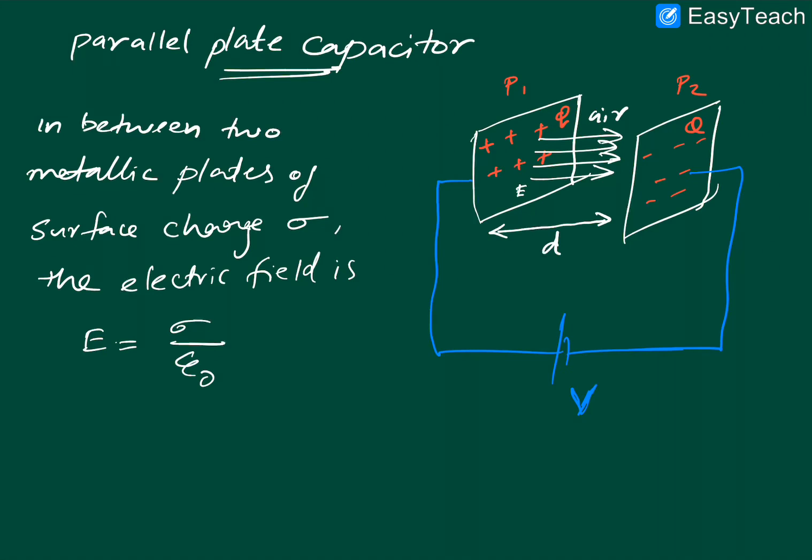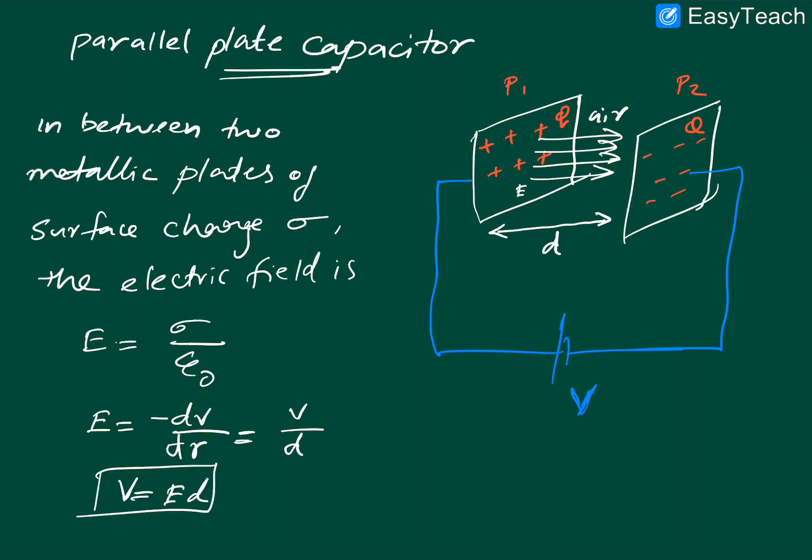Isn't it? Now you must know one more formula. You already know that E is equal to minus dV by dr, where V is the potential and r is the separation or distance. In this case, for capacitor, you can write it as V by D, because V is the potential and the distance is D. Negative sign simply is used for the direction of E related with V, so we can neglect that one here. So in general you can write E is equal to V by D, from which you can get V is equal to ED. You must know this relationship.